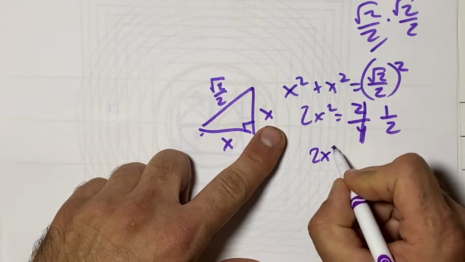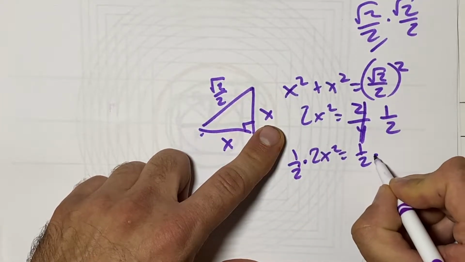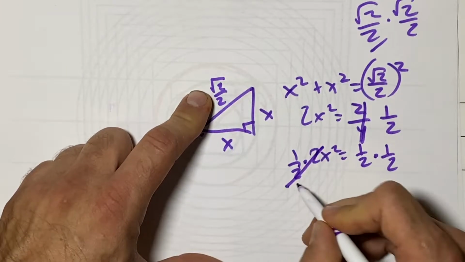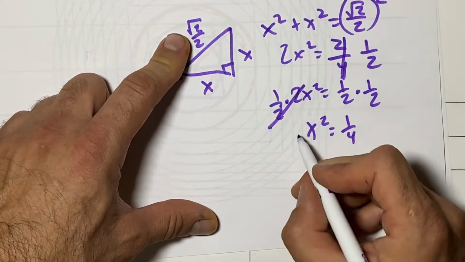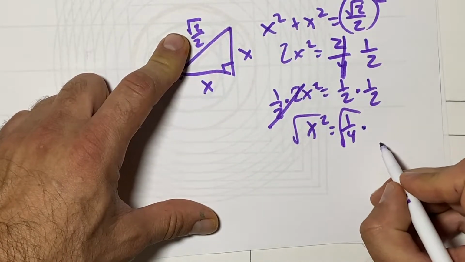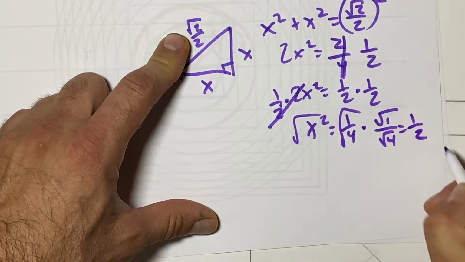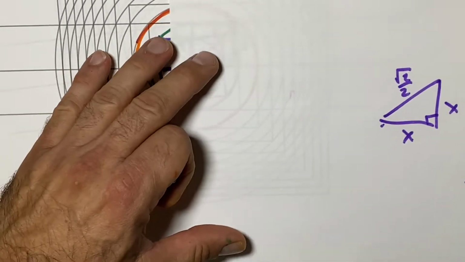So now we have 2x squared is 1/2. We can multiply both sides by half to get rid of the 2 there. So x squared is equal to 1 over 4. We square root it, and that's the same as square root of 1 over square root of 4. So we get 1/2. So we can continue this pattern, right?